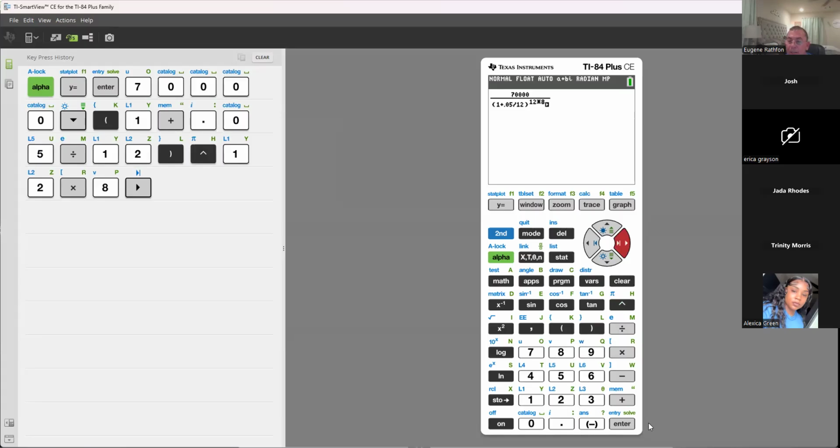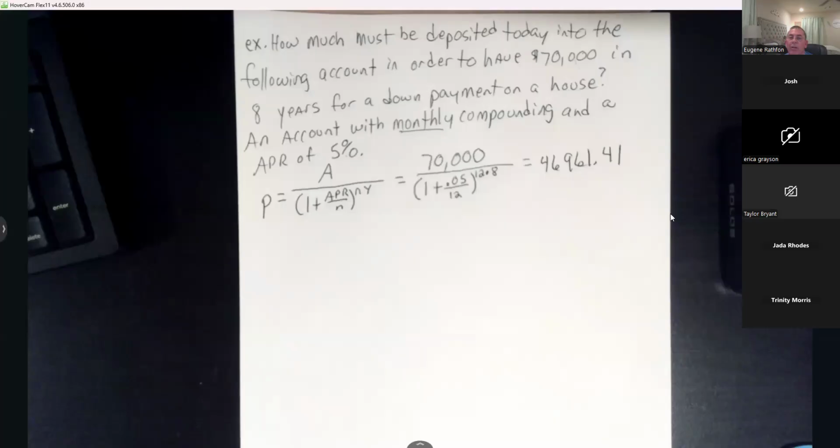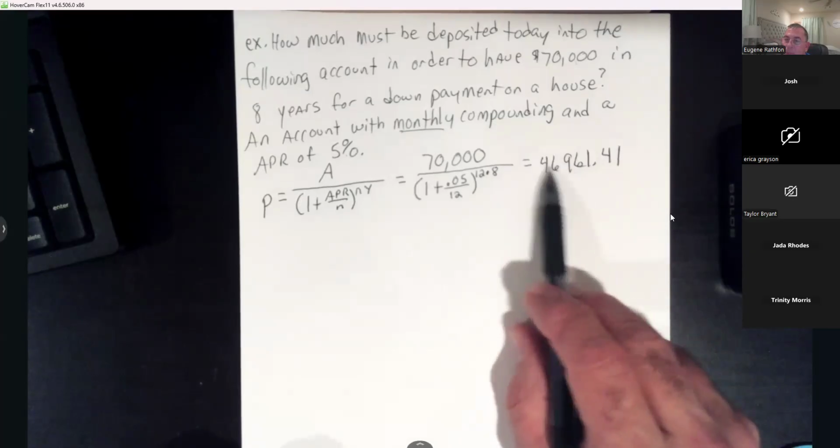All right, y'all, so hitting enter, let's see what we get. So we're getting $46,961. And y'all, they usually want to round this to 2 decimal places. So 4-1, I'm going to keep that a 1 since it's got a 3 after it. So that'll be 0.41. So that's right around $47,000.